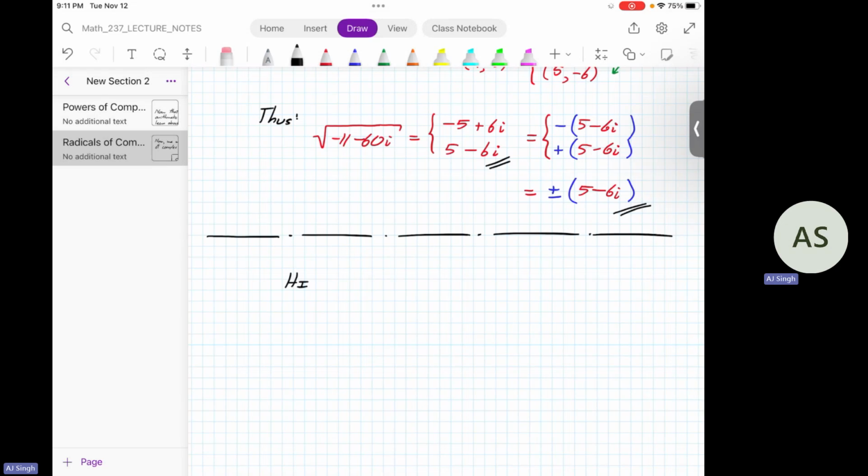Let me call the topic the subtopic. I don't know. Higher roots. Nth root of a plus bi. Box around this bad boy.